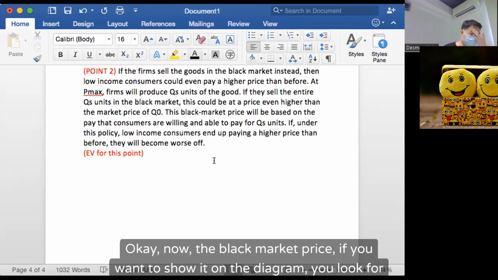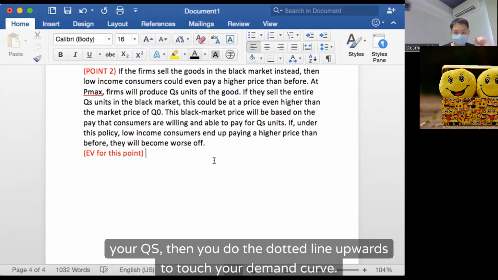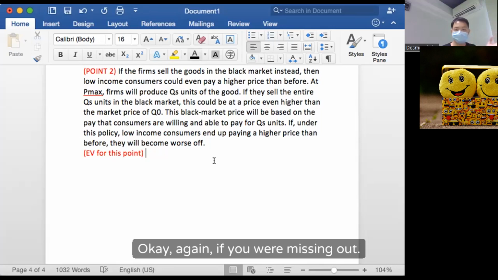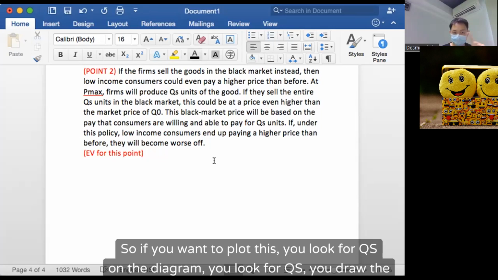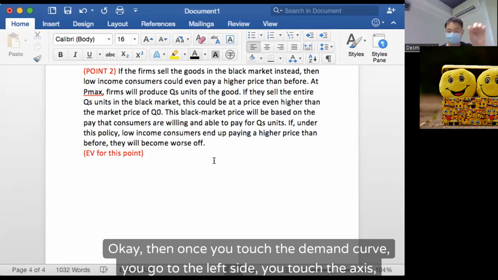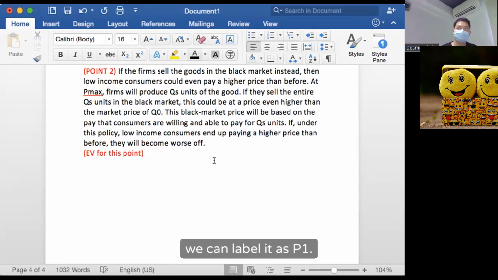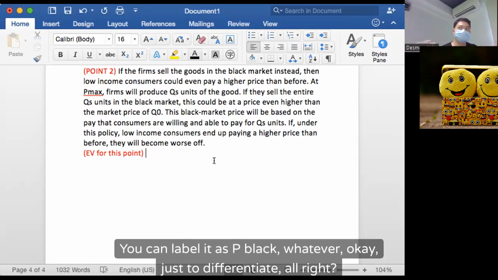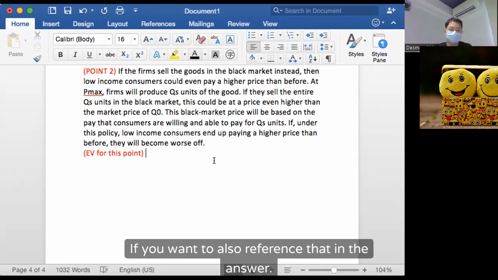Now the black market price, if you want to show it on the diagram, you look for your QS, then you draw a dotted line upwards to touch your demand curve. We didn't plot this price just now, so if you want to plot it, look for QS on the diagram, draw the dotted line upwards, and touch the demand curve. Once you touch the demand curve, you go to the left side and touch the axis. We can label it as P1, or P black, whatever, just to differentiate, if you want to reference that in the answer.